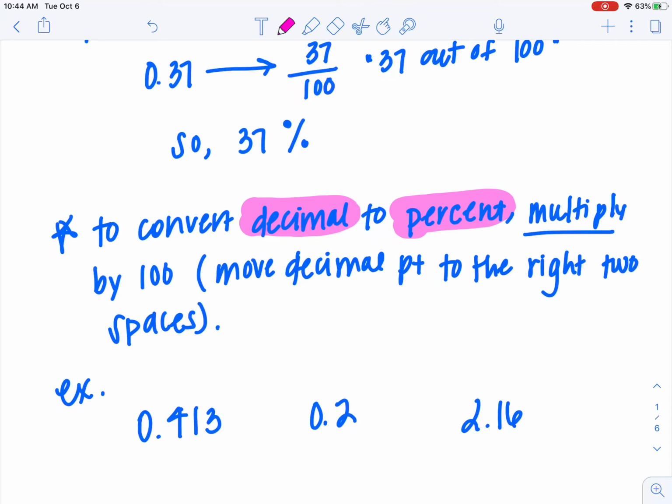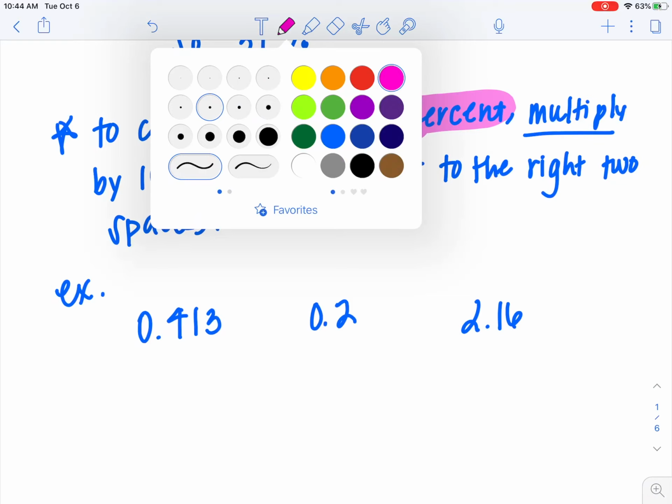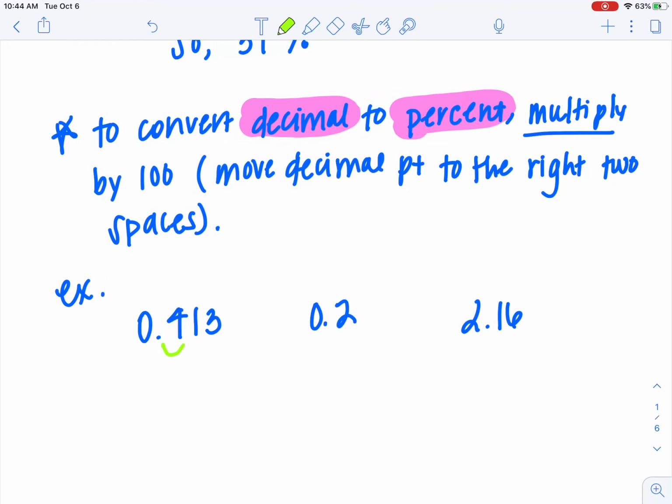So then to convert a decimal to a percent, all we're essentially doing is multiplying by 100, and that's just moving the decimal point to the right 2 spaces. So for some examples, let me change color here. All right, so if we move our decimal point over 2 spaces, we're going to be left with 41.3. And here, if we move it 2 spaces, remember if we have an empty space, we need to fill it with a 0, so we'll end up with 20. And these are percents, sorry. And here, if we move it 2 spaces, we'll end up with 216%.